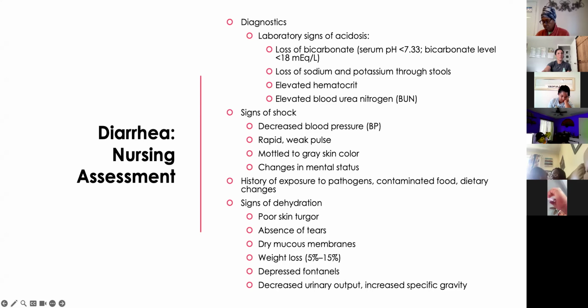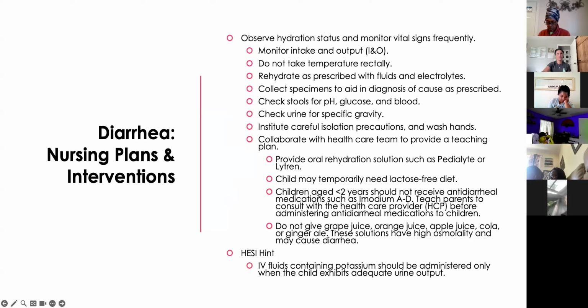So we also want to make sure that we have a good history of any exposure to illness they might have had, contaminated or undercooked foods that might be causing the diarrhea, and any changes to their diet. We're going to keep a close eye on our vitals and our I's and O's just to make sure that we are staying well hydrated. Obviously, following our orders for fluid replacement.